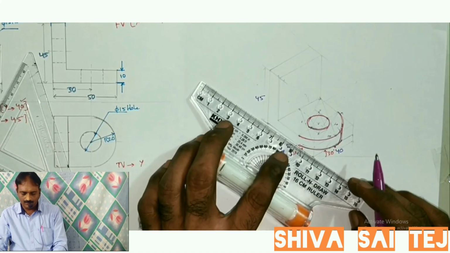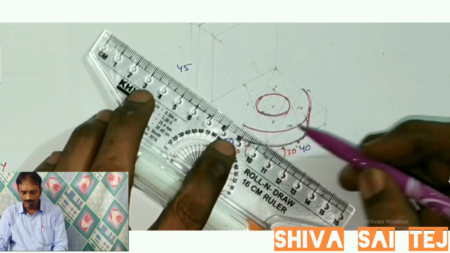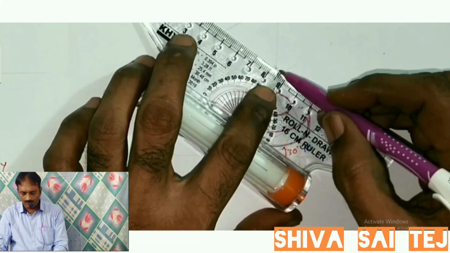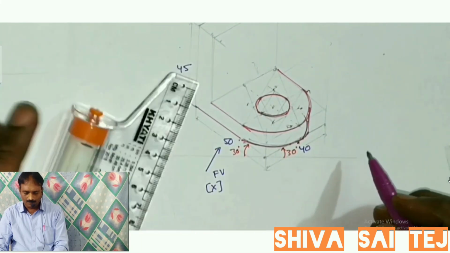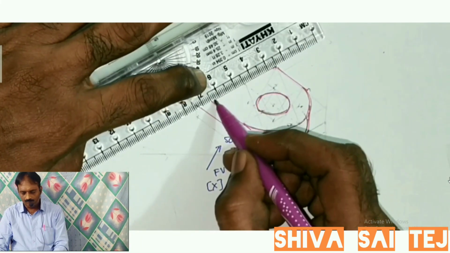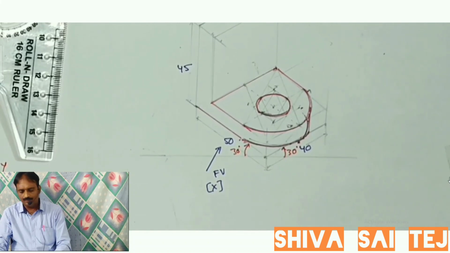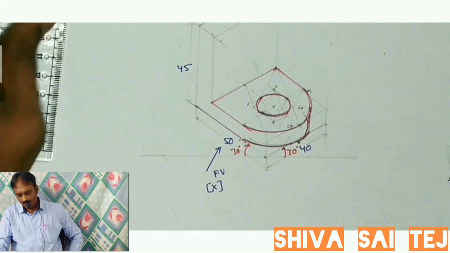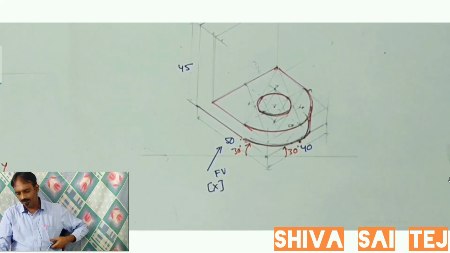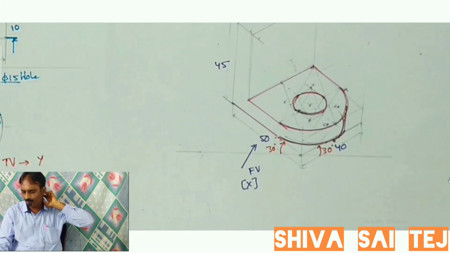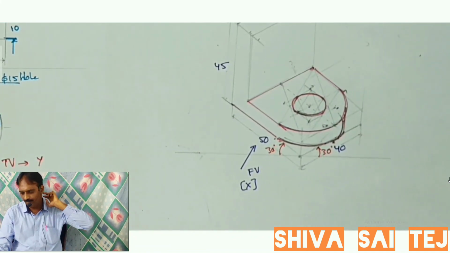So once we complete the bottom portion, let us darken it, and after that we can erase the unwanted lines if you want, so that the diagram appears clearly.